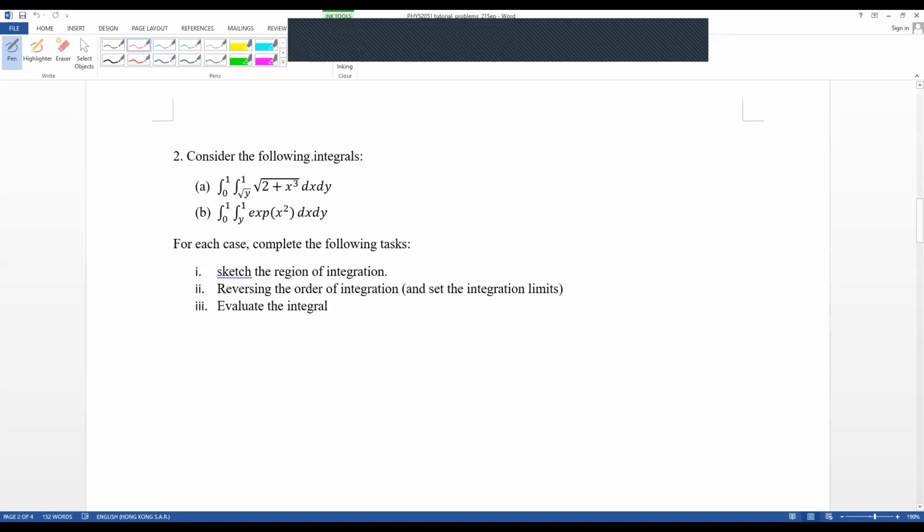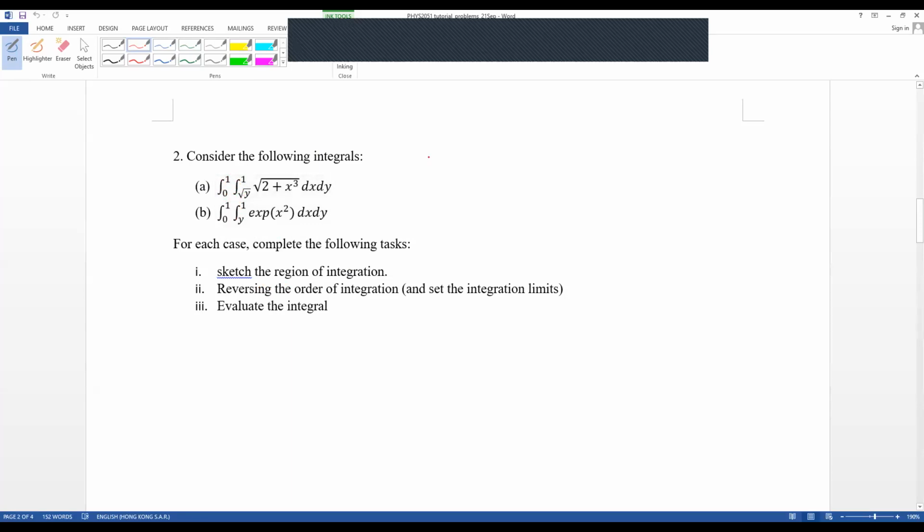So let's talk about 2A. First of all, we will have to try to sketch the region of integration, right? So to do that, we consider the integration limits. So the integration limits give us four lines, right?